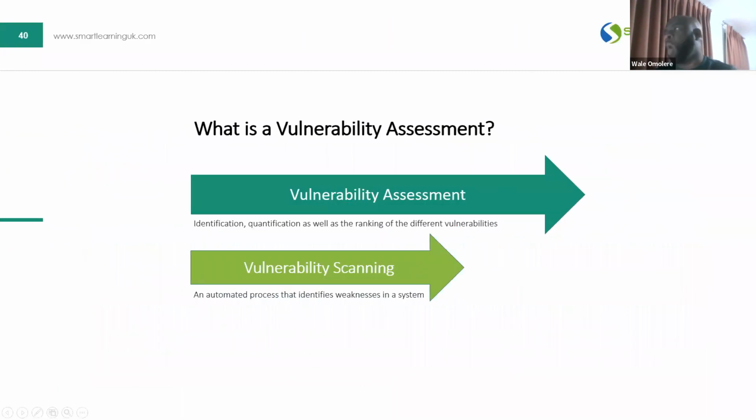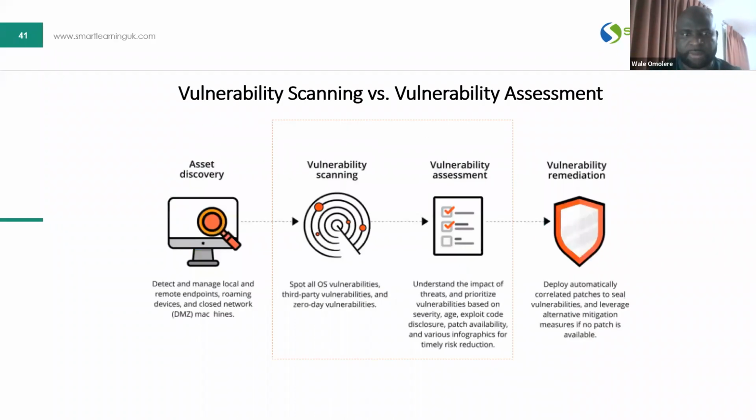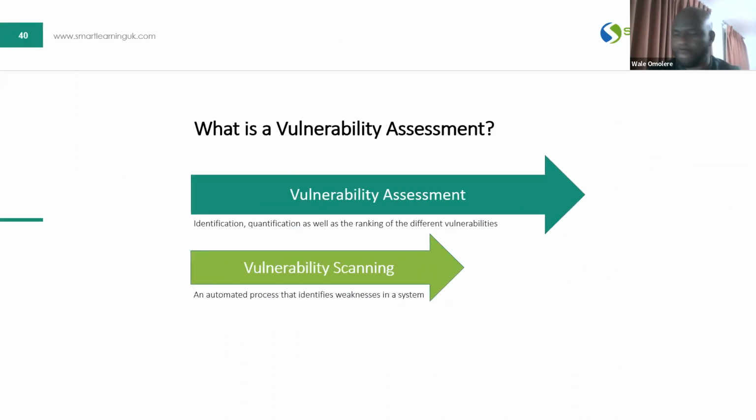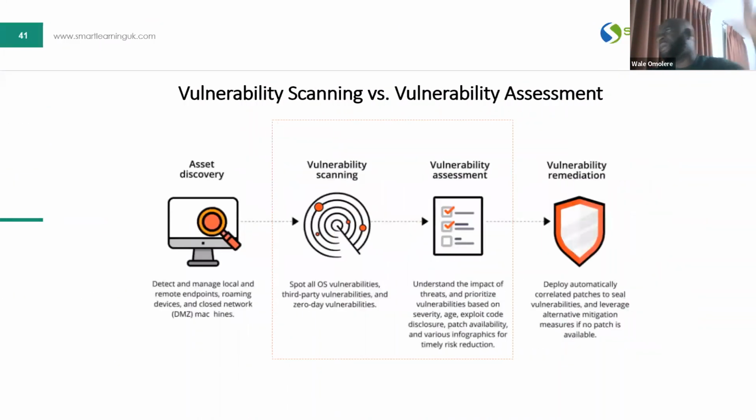So what I have done, to further help you understand this, is put this illustration here. You can see the vulnerability assessment, the long green arrow. Then we also have the other one, vulnerability scanning, underneath. An automated process that identifies weaknesses in the system. So I'm sure you got that. All right. So again, vulnerability scanning and assessment, I've already talked about it. I'm going to move on quickly here.